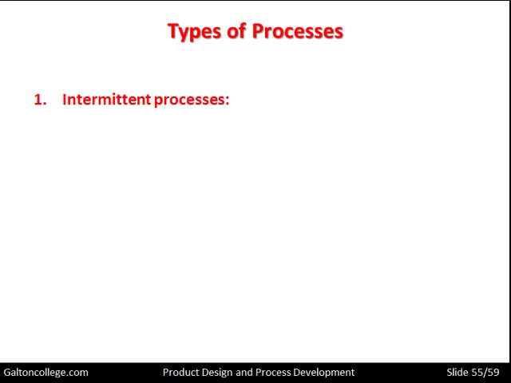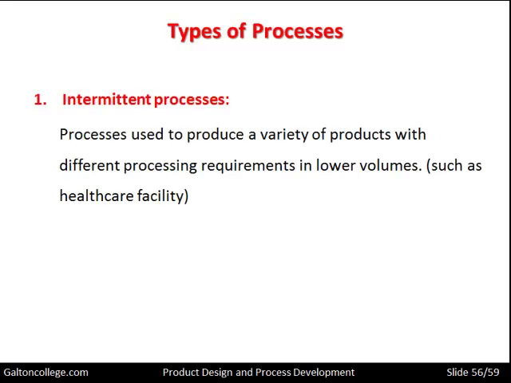Now, types of processes. Well, we have intermittent processes, processes used to produce a variety of products with different processing requirements in lower volume. So it's intermittent. There are different requirements from the product. It's produced in low volume. The example here is healthcare facility. It's intermittent. If you like, it starts and it stops, and it's not a continuous process.